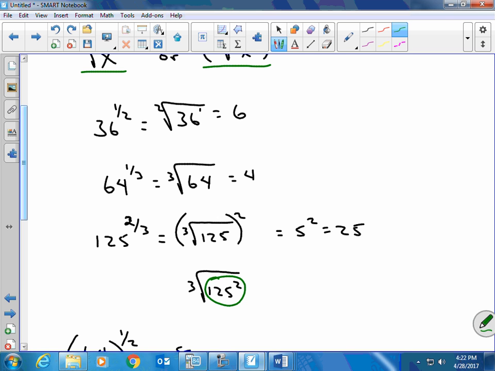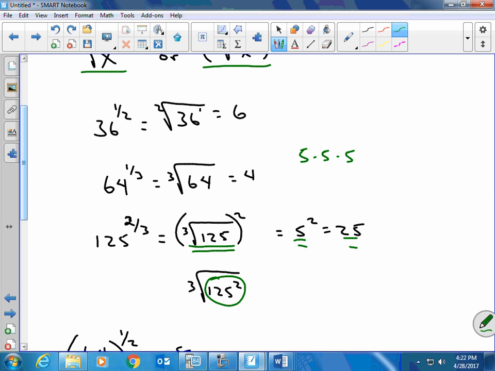However, if I took the cube root of 125, what number times itself 3 times gives me 125? 5. 5 times 5 times 5 is 125. So the cube root of 125 is 5. So now I have 5 squared, and that's 25.